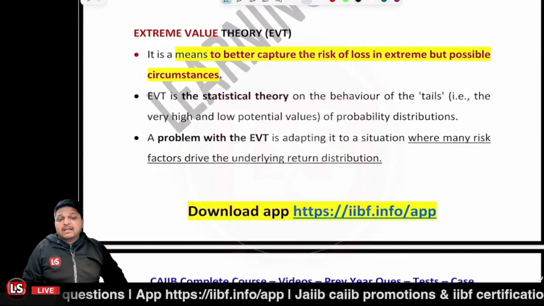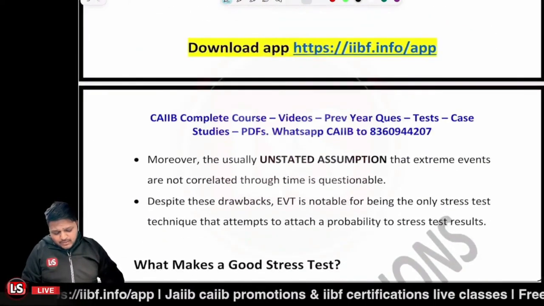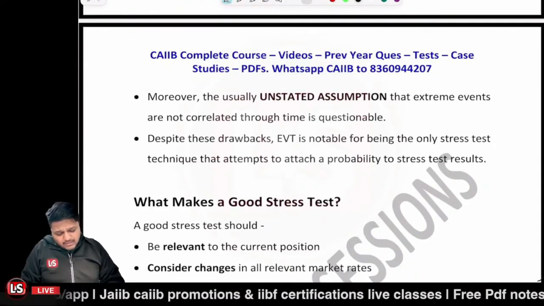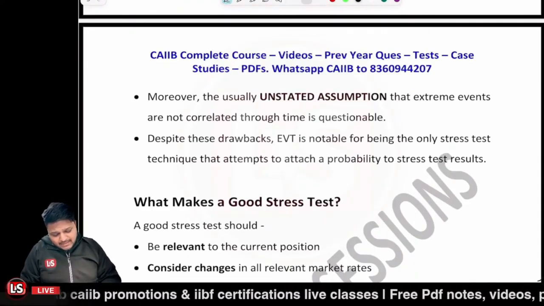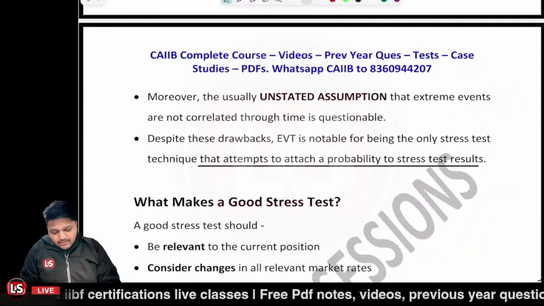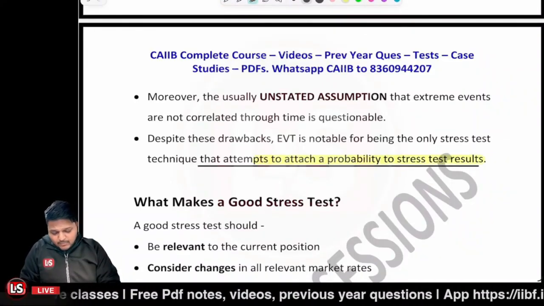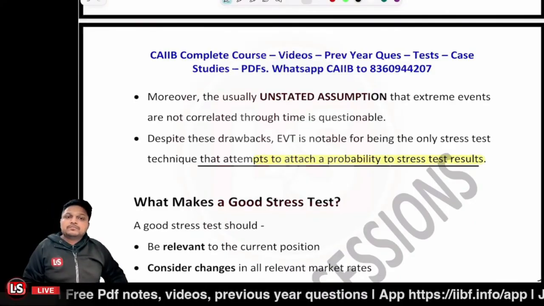That's the case. And despite these drawbacks, even if there are so many drawbacks, EVT is notably the only stress test technique that attempts to attach a probability to the stress test results, right? So it's going to attach the probability to the stress test results. That's an important point to be taken care of, right?